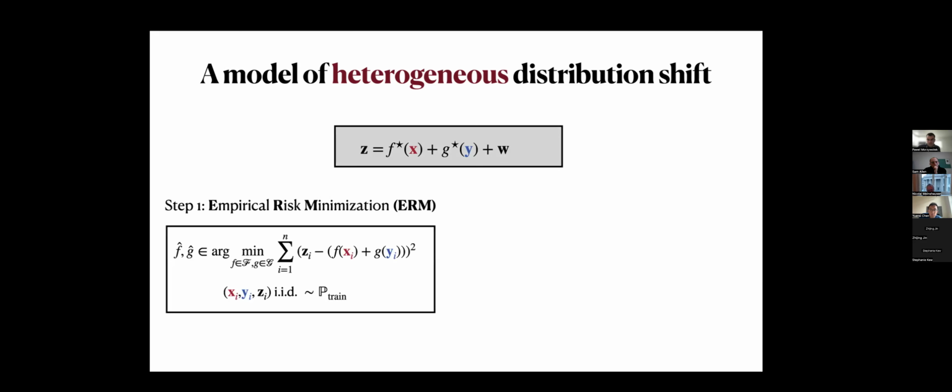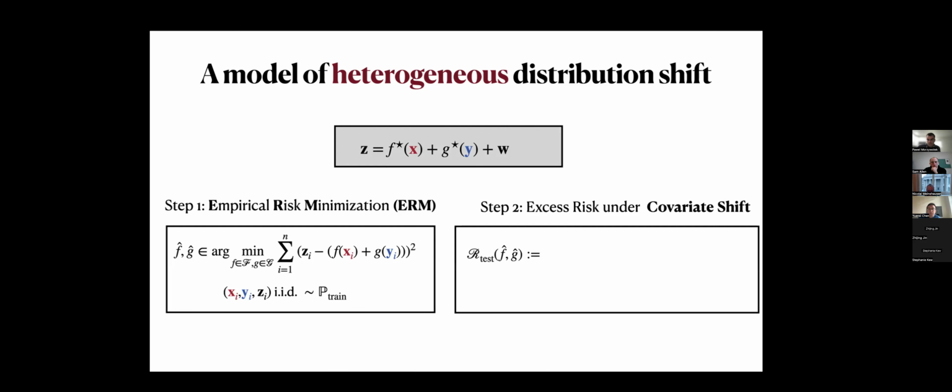So we're going to evaluate the following protocol. We start with empirical risk minimization, which is just minimizing your squared error on training data drawn from some training distribution. Then we look at a notion called excess risk, but under test data. We draw X, Y, Z triples from test data, again only pure covariate shift. Excess risk is just how well our learned predictor from step one predicted the variable Z relative to the best we could have done, which is just using F star plus G star. Okay, so that's the formulation. We're going to study how well ERM does under this covariate shift.